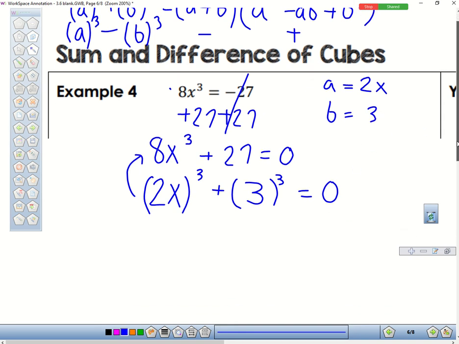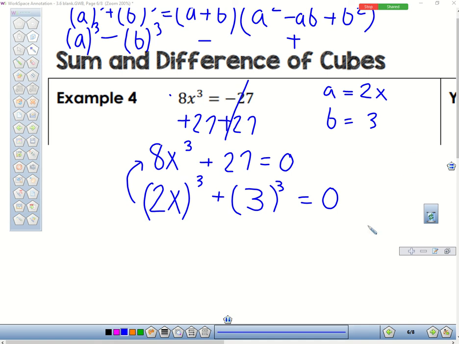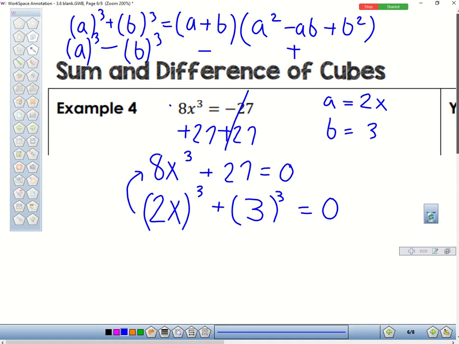So now, you're going to use the formula. So this is a plus b. See this one right here, the first one. This is the sum of cubes. So we're going to use this formula. So the sum of cubes says we need A plus B, which is our first factor.